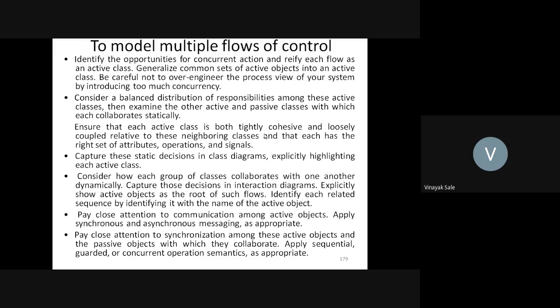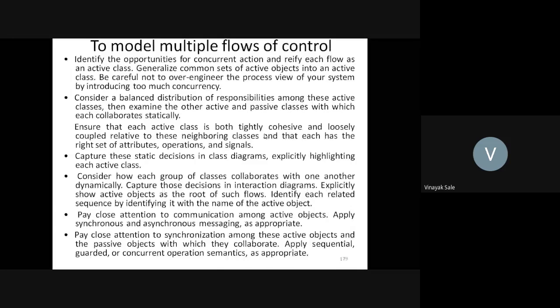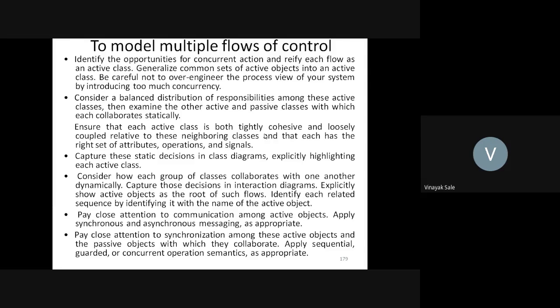Capture these static decisions in class diagrams, explicitly highlighting each active class. Consider how each group of classes collaborates with one another dynamically. Capture those decisions in the interaction diagrams. Explicitly show active objects as the root of such flows. Identify each related sequence by naming it with the name of the active object.